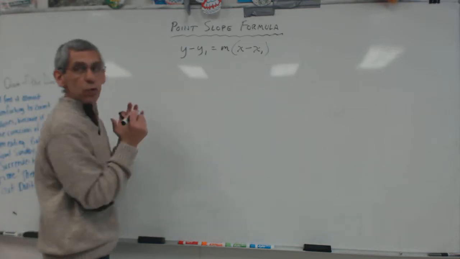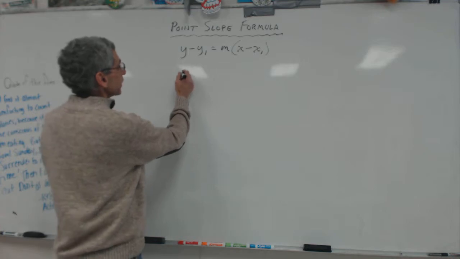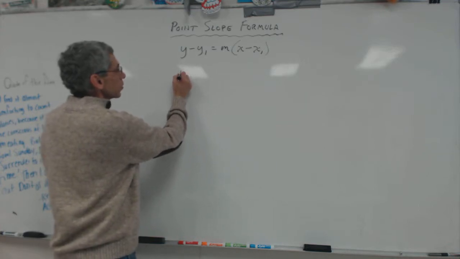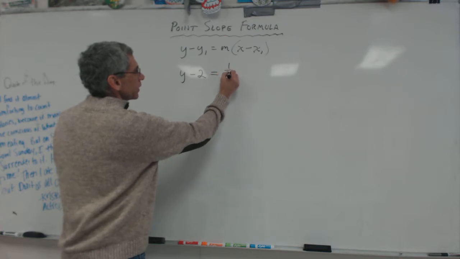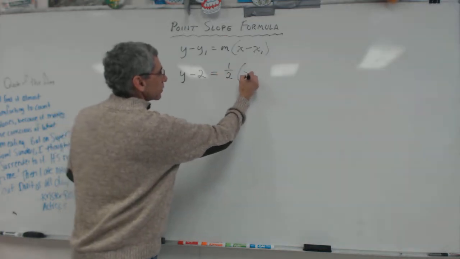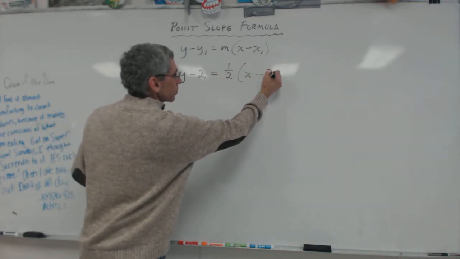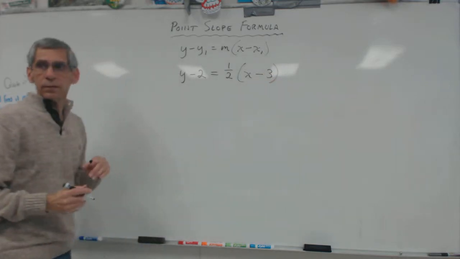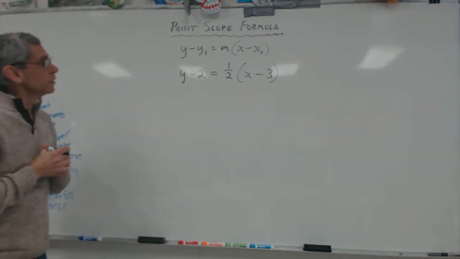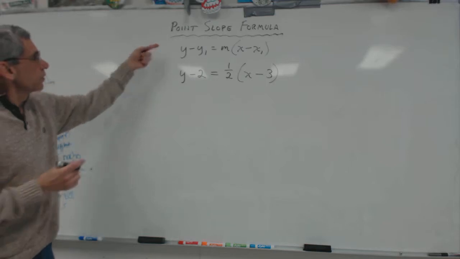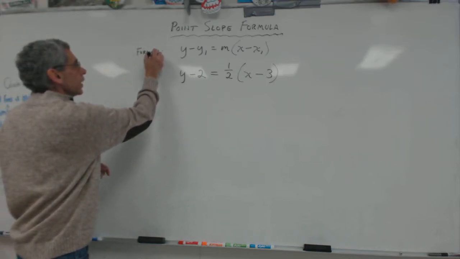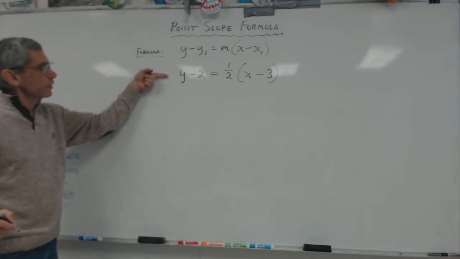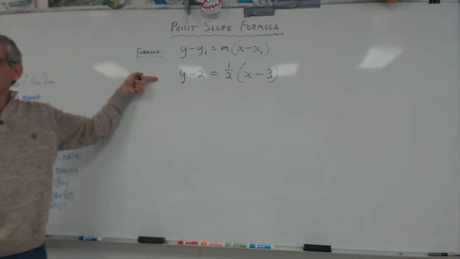If I wrote an equation, this is what it would be. This is how the equation would actually look. y minus 2 is equal to 1/2 x minus 3. Okay, so there's an equation. This is the formula right here, right? This is what you'll actually see. This is what the equation will actually look like.